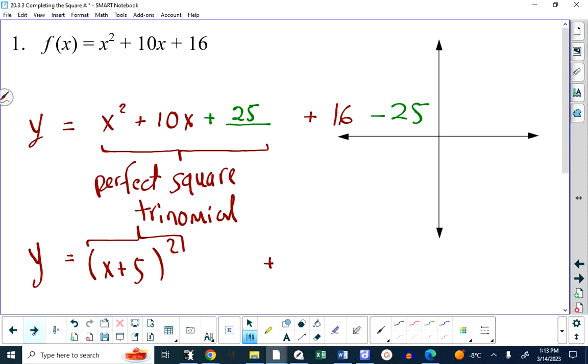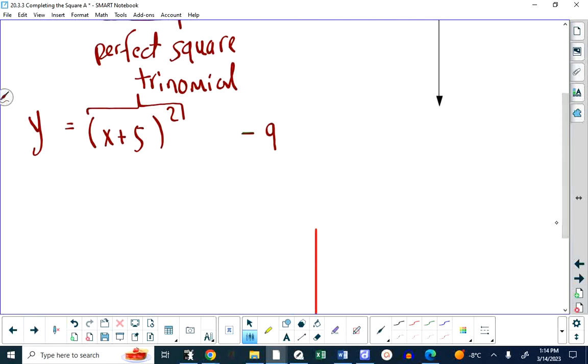Plus, well, not really plus. We've got some other stuff over here. You need to figure out what 16 minus 25 is, and that's negative 9 last I looked. Okay, so minus 9. Look at what we have. We've got a completed square form. We have y is equal to, just rewrite it without all the clutter, x plus 5 squared minus 9.